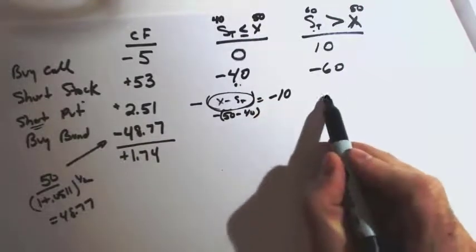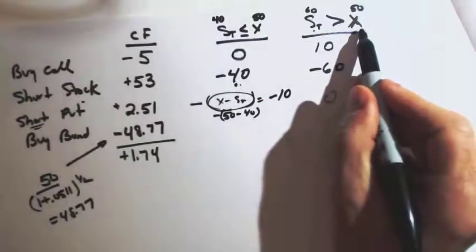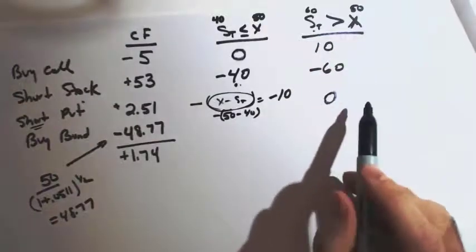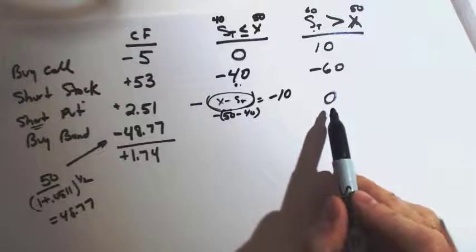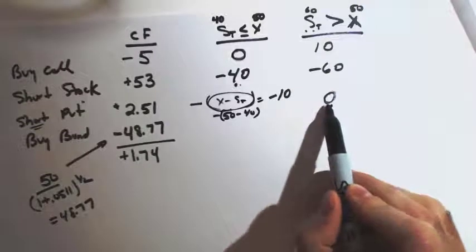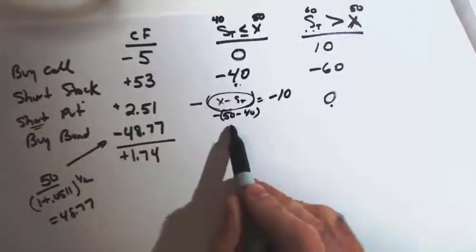The payoff on a put, when the stock is above the strike, is 0. The holder will never sell the stock at X when they can sell it in the open market for ST, so the option's out of the money. The bond pays off $50 no matter what.